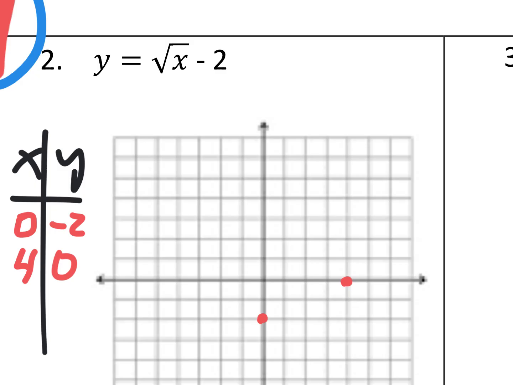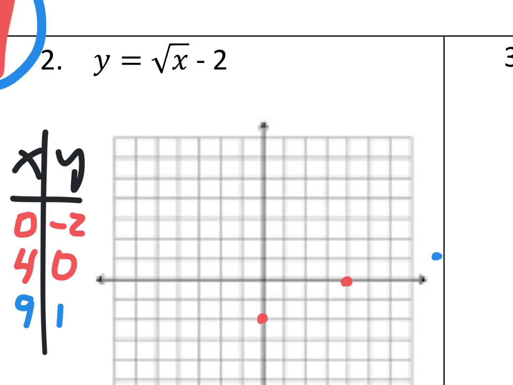Zane, give me another one. Louder. 9. Okay, square root of 9 works because square root of 9 is 3. 3 minus 2 is 1. (9, 1). Now, it does go off the graph, but it'd be like there-ish. One more that would have worked pretty nice is 1.